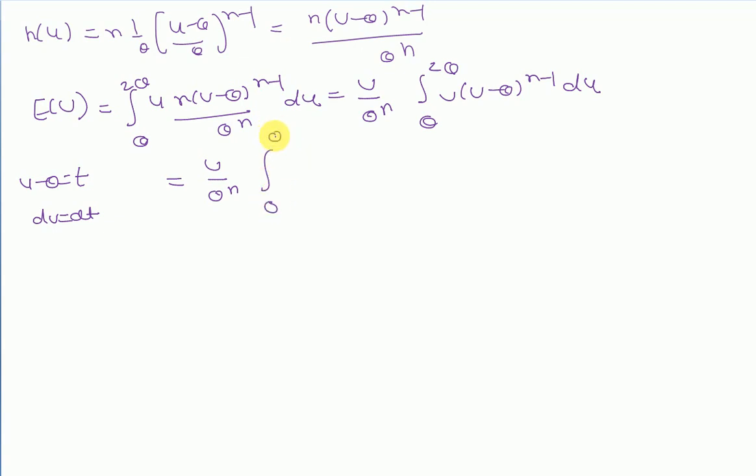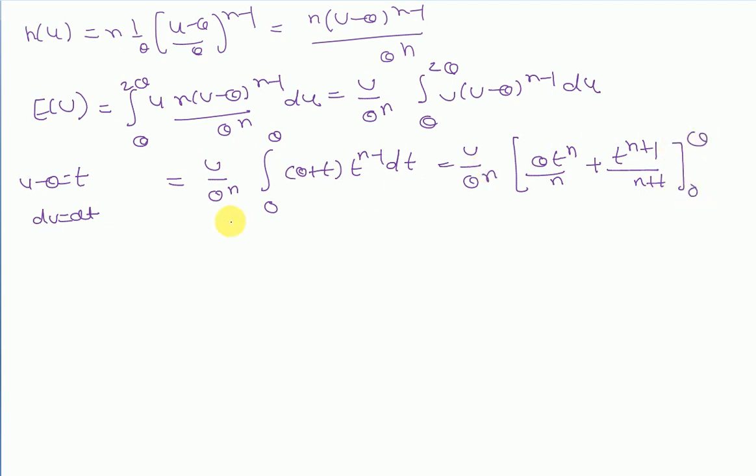Integral from 0 to theta of (theta plus t) times t raised to power n minus 1 dt, n upon theta raised to power n. So integration of t raised to power n minus 1 will be t raised to power n upon n, plus integration of t raised to power n, that is t raised to power n plus 1 upon n plus 1.